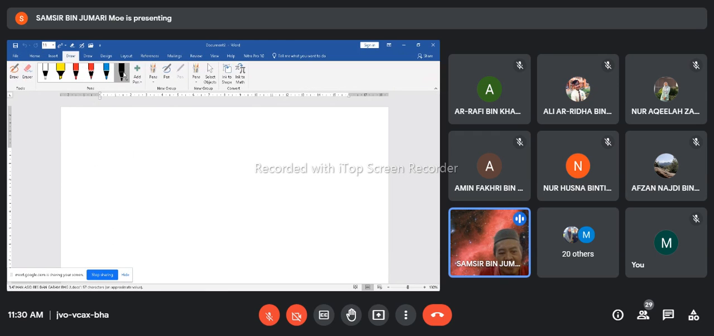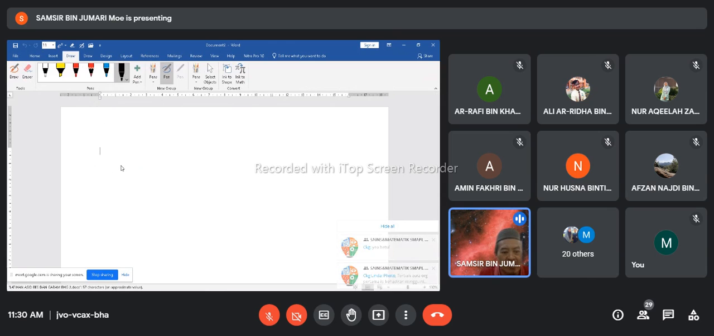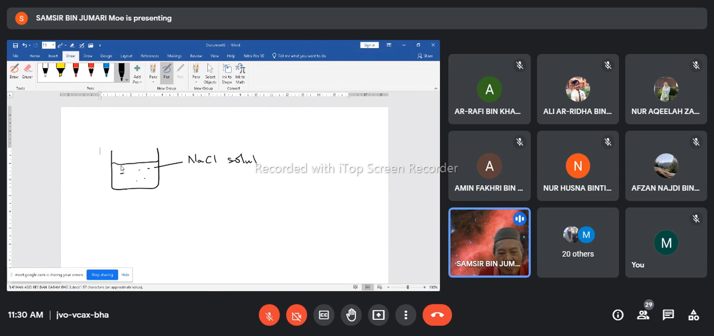See, for example here, this is the example. For example, silver oxide. This is, for example, a sodium chloride solution.